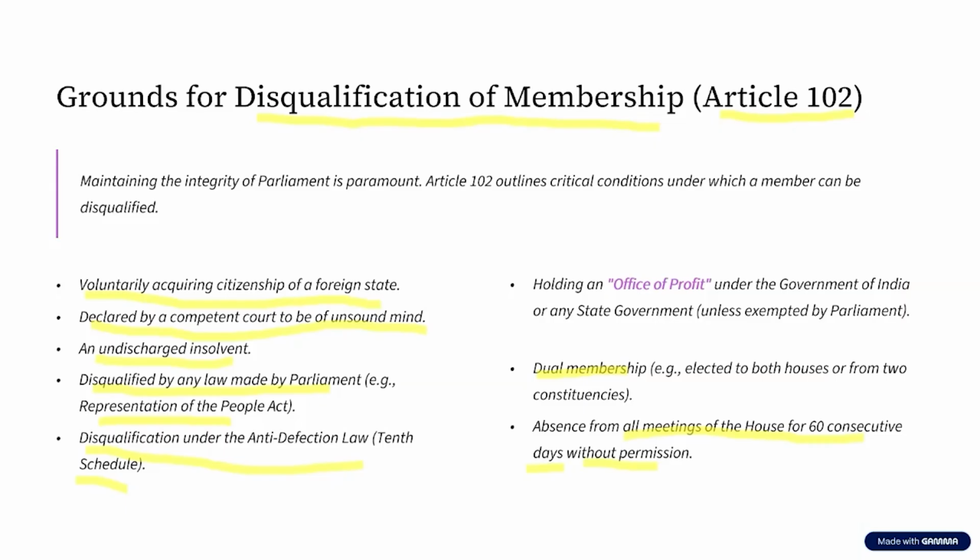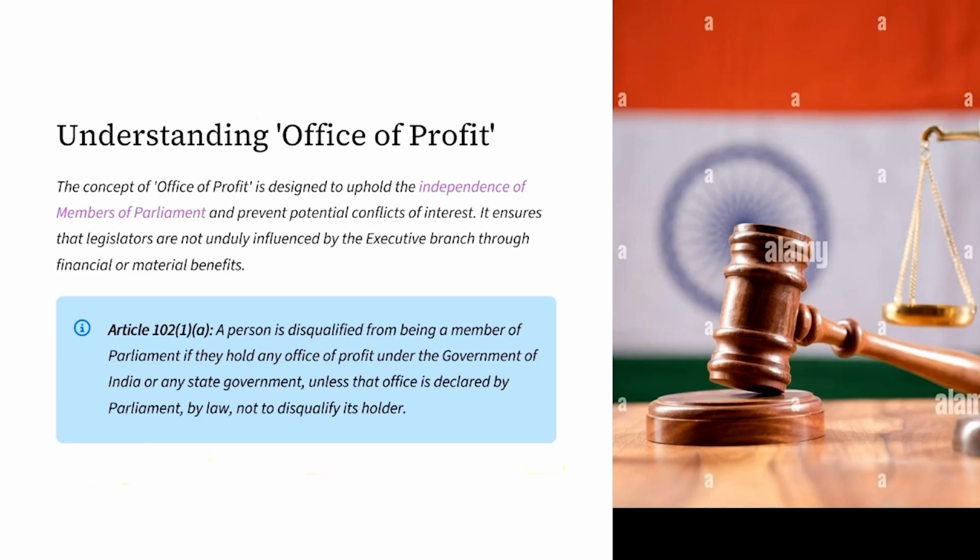Now, there is another thing mentioned in the Constitution: holding an office of profit under the government of India or any state government, unless exempted by the Parliament of India. That is, if this Lok Sabha MP or Rajya Sabha MP holds an office of profit under the government of India or any state government, in that case also, this MP can be disqualified from the membership of the House. Now, what is this office of profit? We will be explaining it to you.